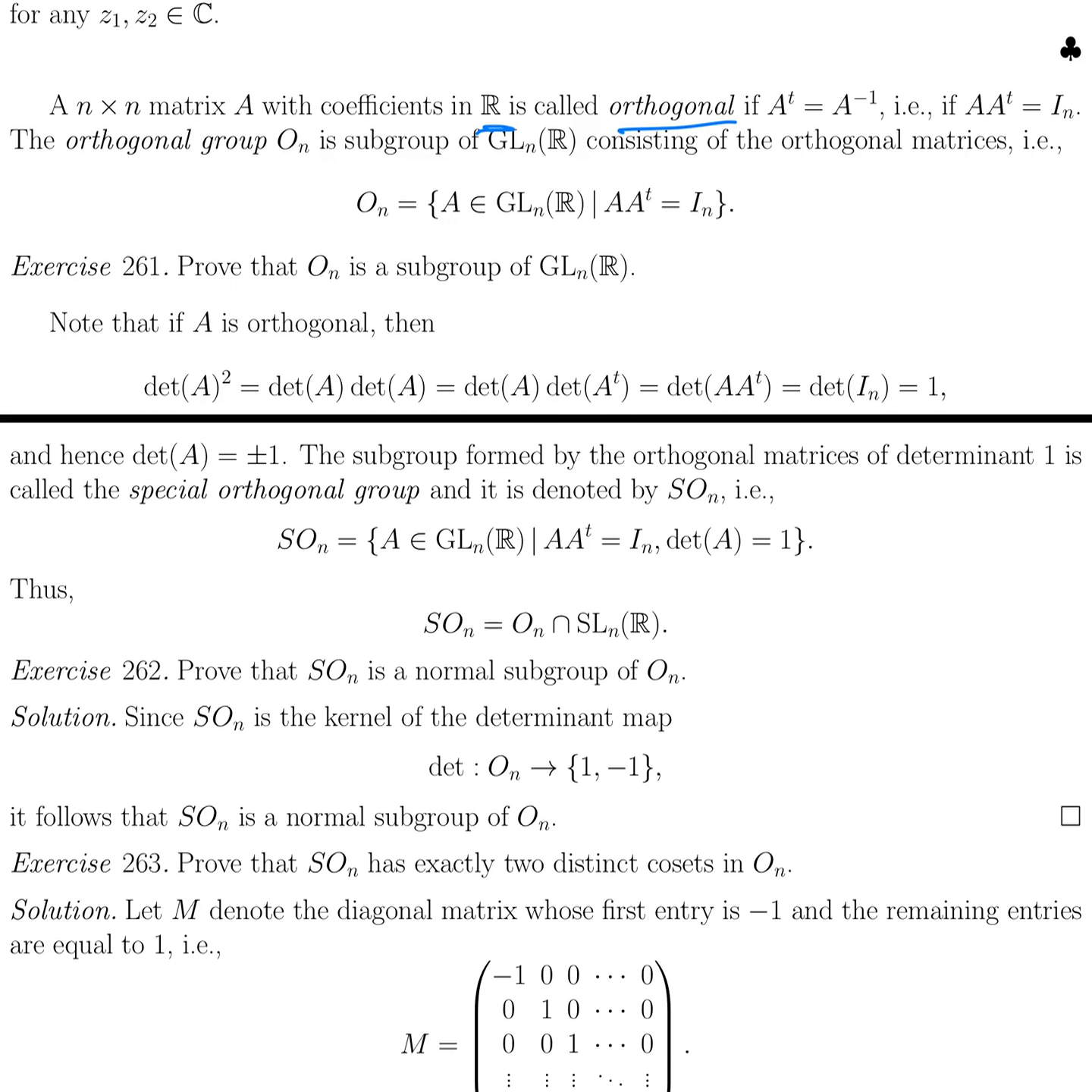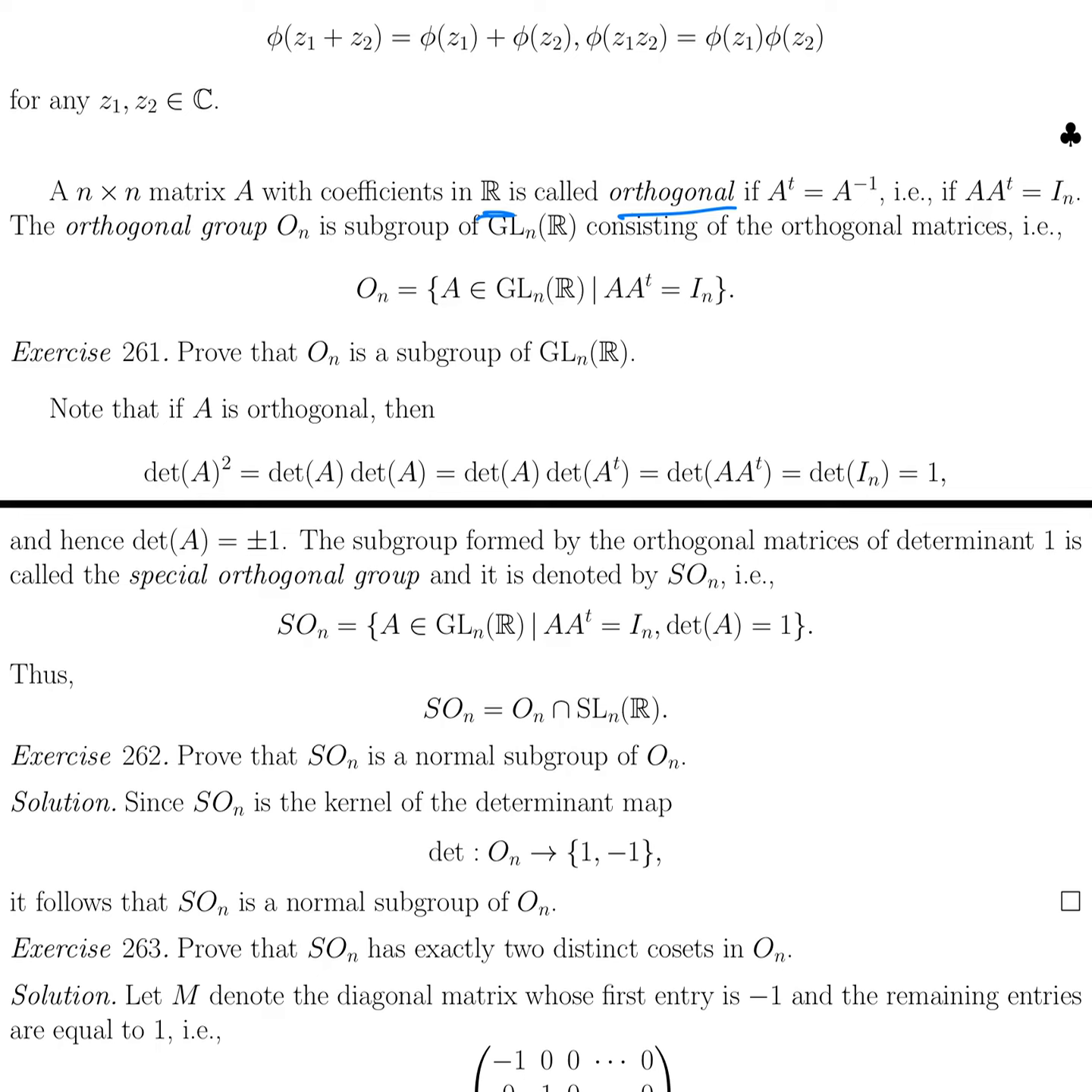If you now focus on those elements of On having determinant 1, they have a special name: the special orthogonal group. In other words, you're taking the intersection of the orthogonal group with the n by n invertible matrices having determinant 1. This forms a subgroup of On, and On forms a subgroup of GLn(R), so SOn also forms a subgroup of GLn(R).